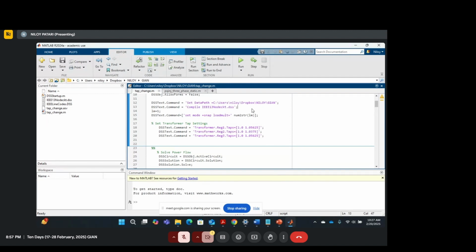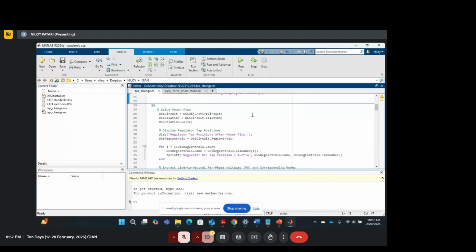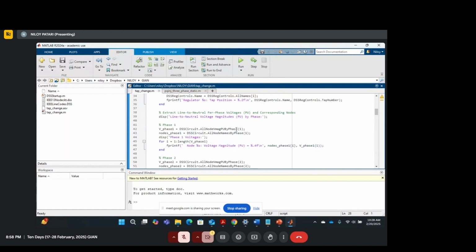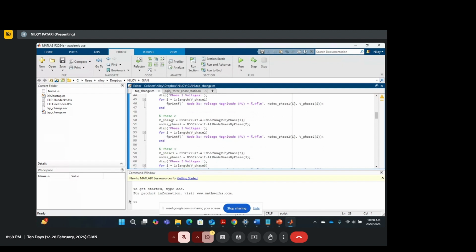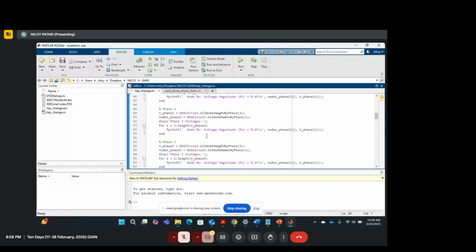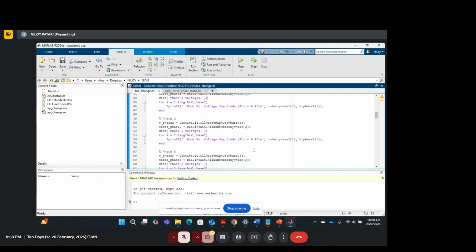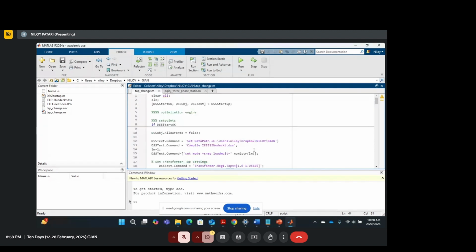After it does that, it solves power flow, DSS solution.solve, and everything. Then I'm displaying the same regulator tap settings, and I'm also looking into the voltage, voltage phase A. Because we have a multi-phase distribution system, it takes phase 1, phase 2, and phase 3, so phase A, phase B, and phase C. So let's just run this.